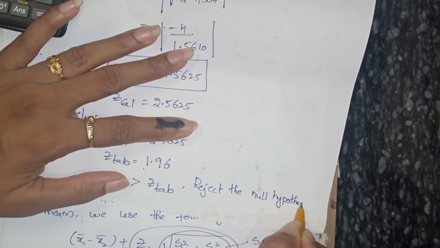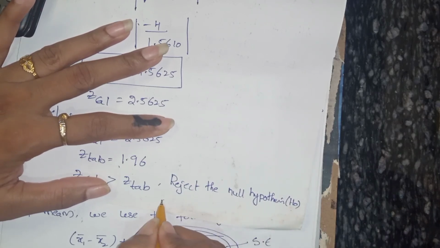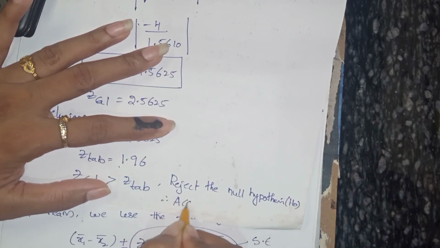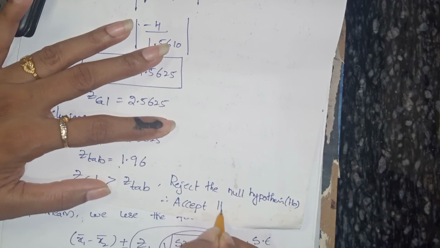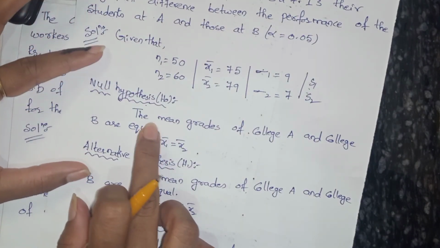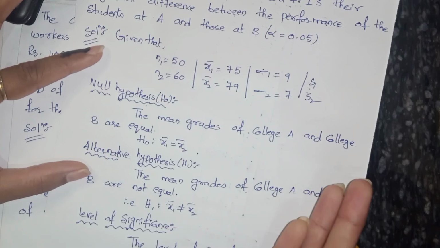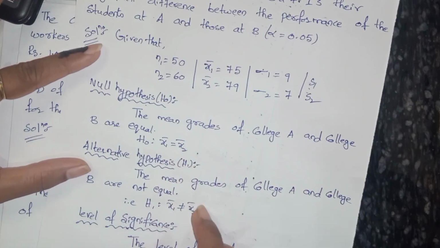Reject the null hypothesis. The null hypothesis is H naught, and we have to accept the alternative hypothesis. So that means the statement H naught is wrong. The mean grades of college A and college B are not equal. That means this statement is correct.